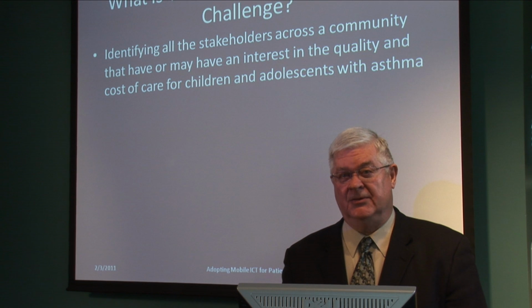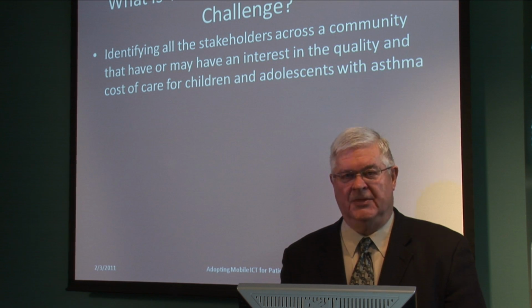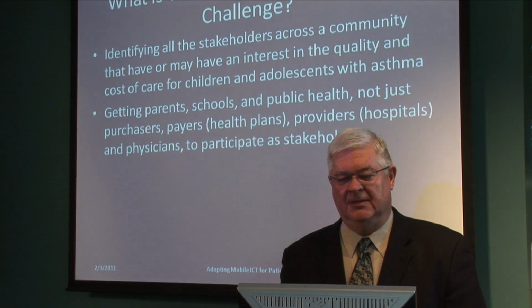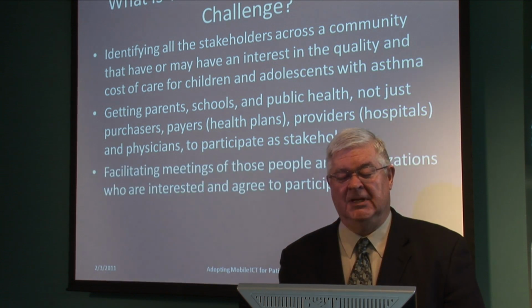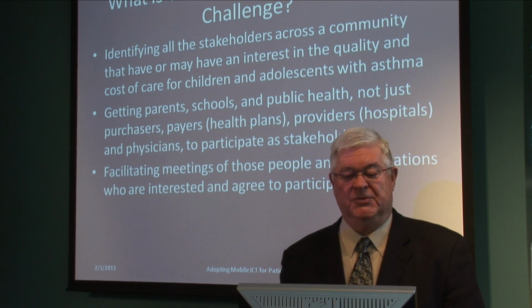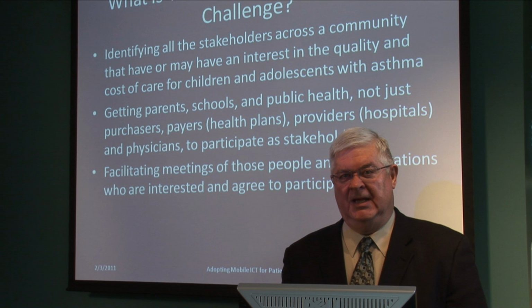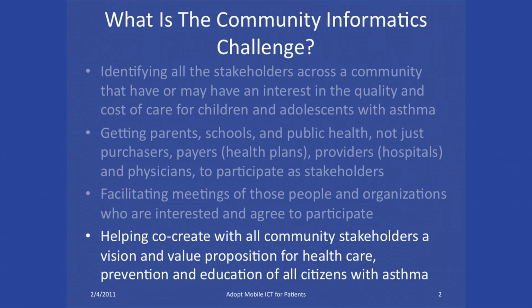The challenge to try and do something like this is really centered on community informatics. And what that means is identifying all the stakeholders across the community that have or may have an interest in the quality and cost of care for children and adolescents with asthma. Getting parents, schools, and public health, not just purchasers, payers, providers, and physicians to participate as stakeholders is one of the first challenges. Another challenge is bringing all these people together for face-to-face meetings and facilitating those meetings to get them to know each other on a first-name basis, interact with each other, and if they're interested and agree to participate, then going ahead and helping them co-create a vision and value proposition for healthcare, prevention, and education for all citizens across the community that have asthma.